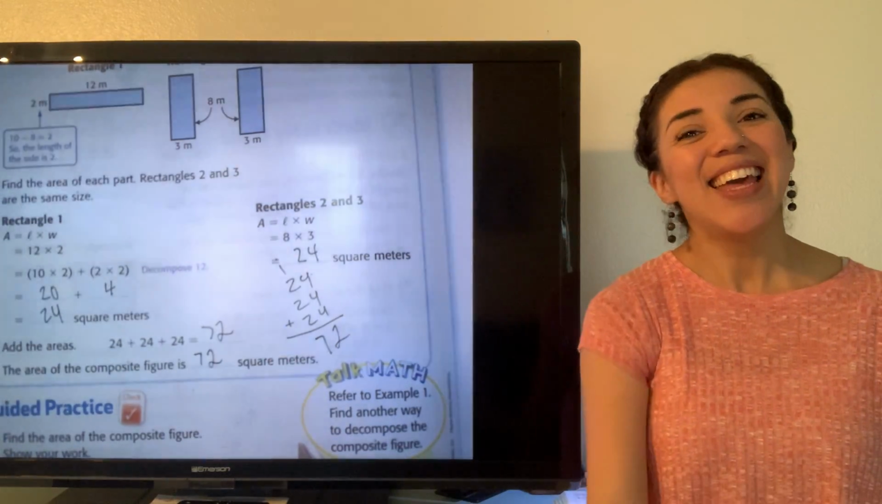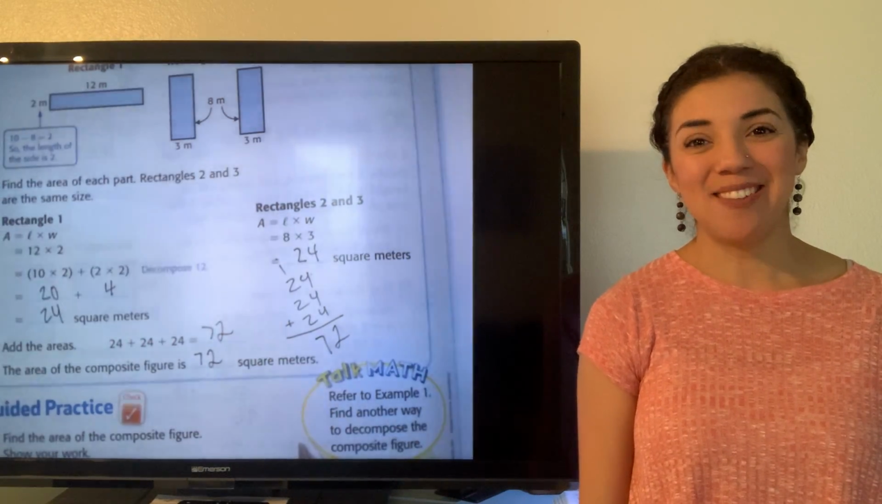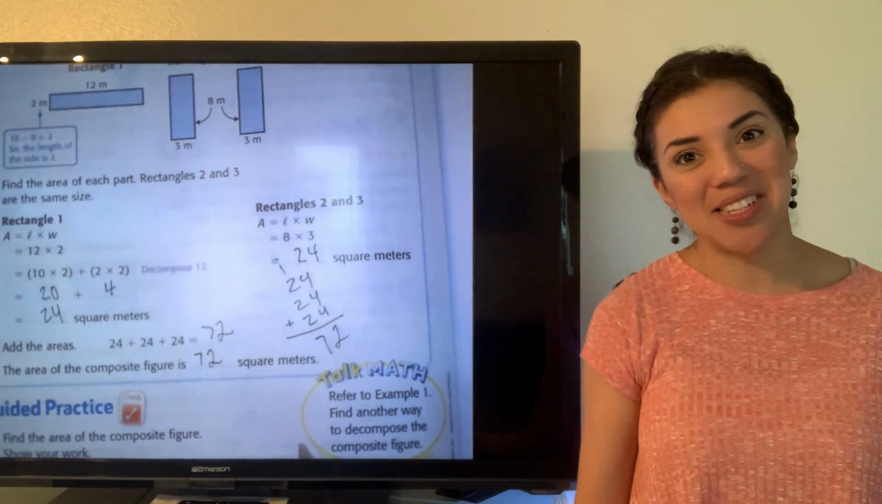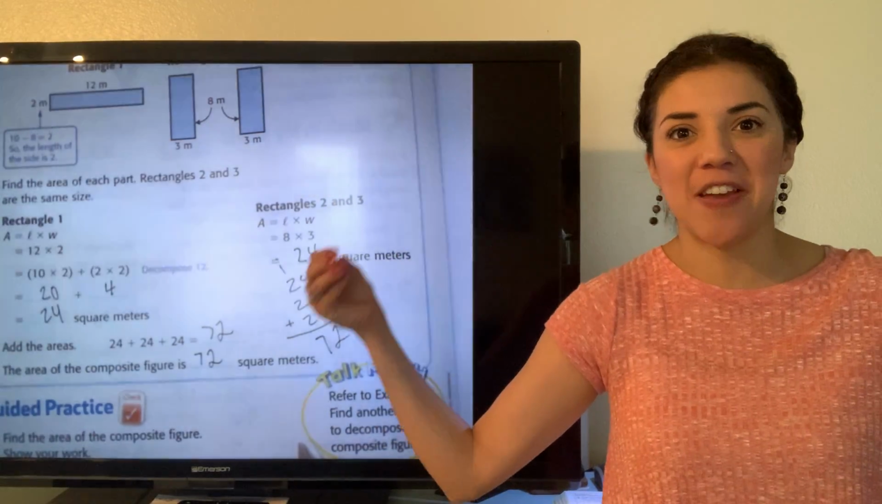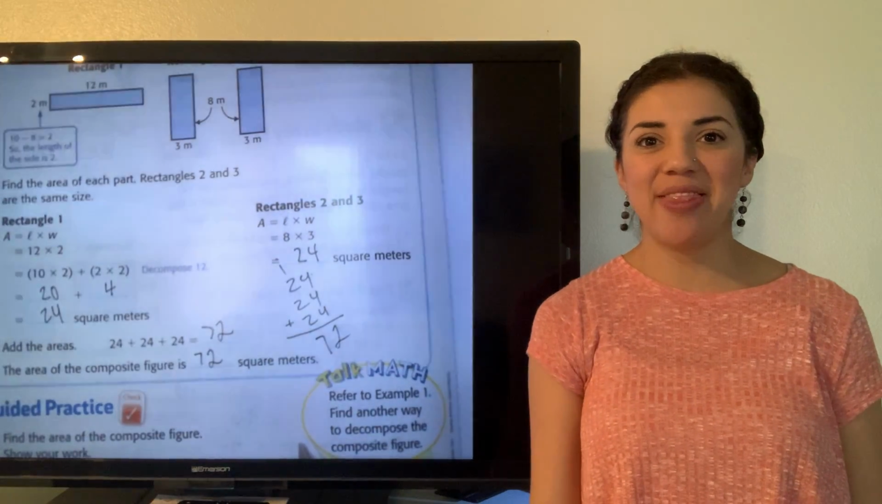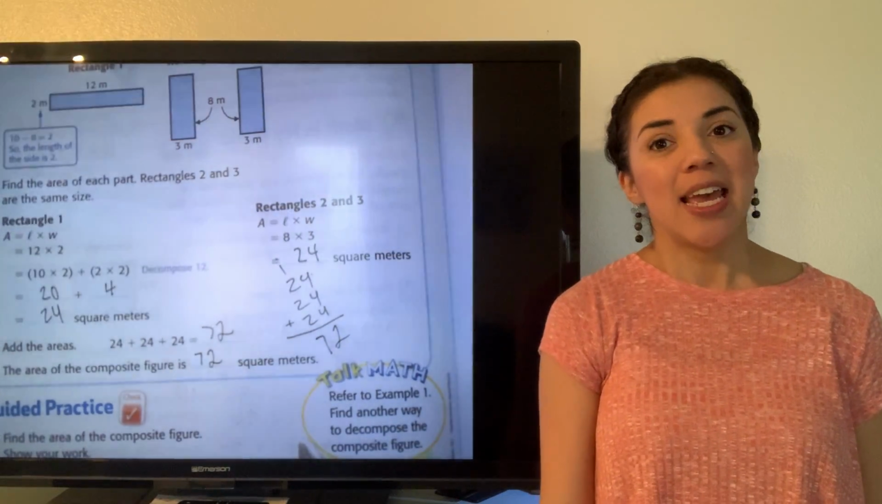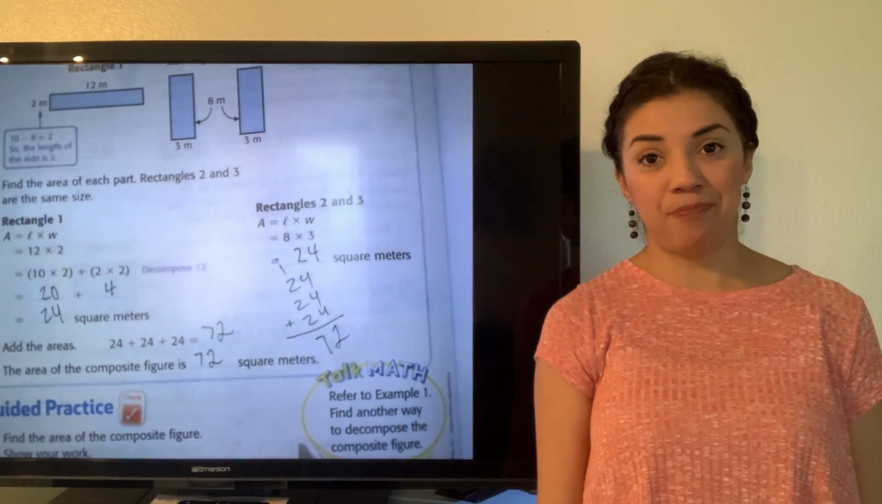Okay. Lots of steps, but that's okay. You could do it. They're not hard steps. They're just a lot of steps, okay? Step number 1, decompose the figure, take apart the figure. Step number 2, find the area of the figures. Step number 3, add all those areas together.